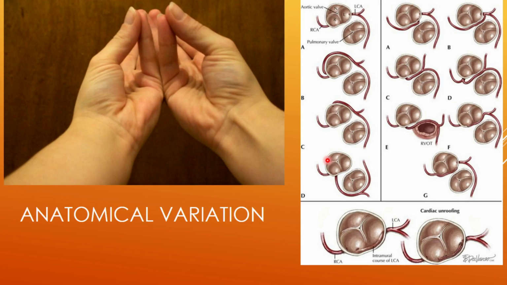And the vast majority of these wouldn't cause any problems. You wouldn't have any idea that this was the case. You'd go on, you'd live your life, and you'd be none the wiser, unless an anatomist like myself came along and dissected your heart and thought, oh, this is interesting. Look, they only have one coronary artery, or the coronary arteries come from in a different way. That's it. But anyway, that is anatomical variation.